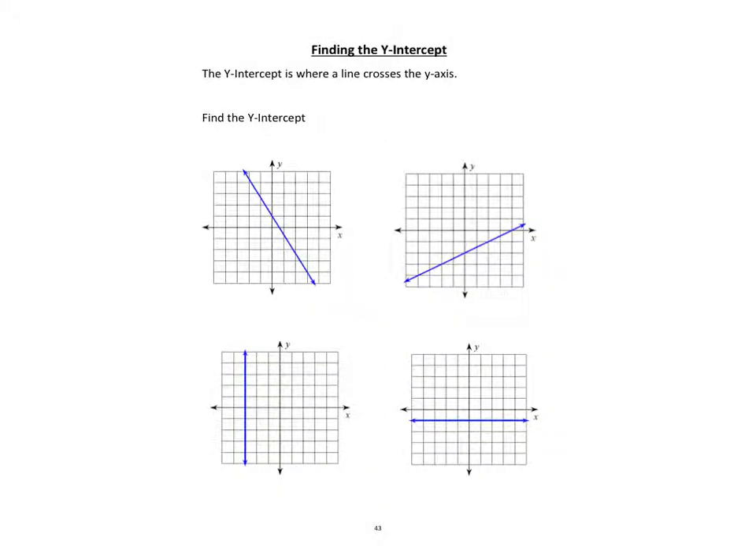Now that we've talked about how to find slope given 2 points or given a graph, the thing that we have to look at next regarding lines and their equations is the y-intercept.